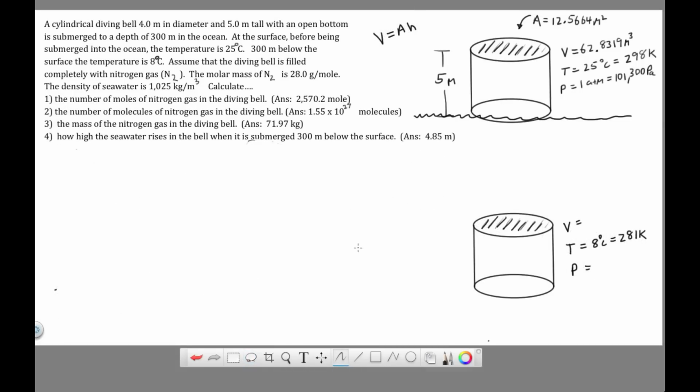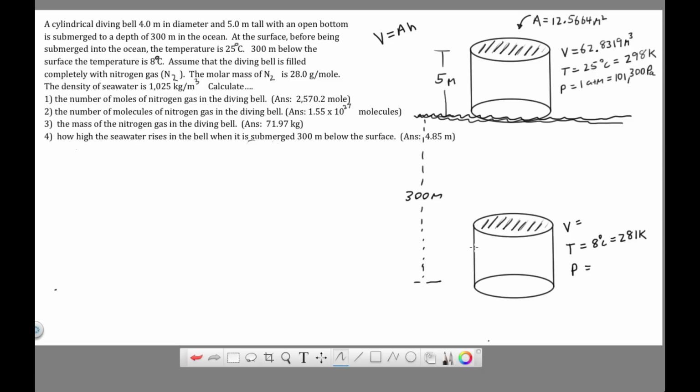All right, so now the diving bell is submerged 300 meters below the surface of the ocean. And I drew in here, this represents the surface of the ocean up here. So the diving bell starts out of the water and then is submerged 300 meters deep. So let's get that on here. 300 meters below the surface of the ocean. And what we're asked to find is how high into the diving bell does the water rise?